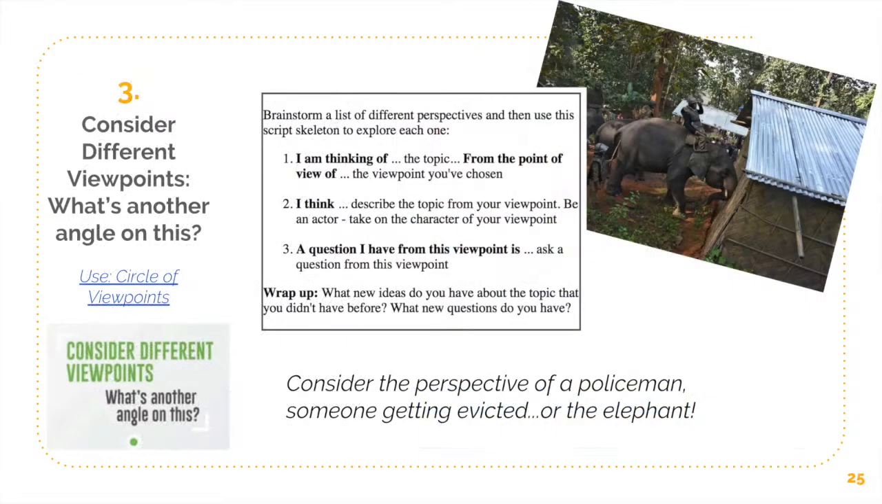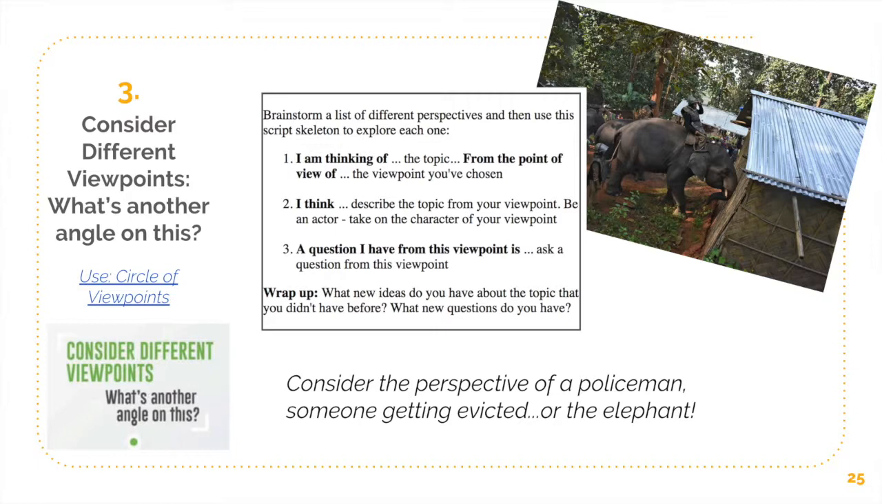So my next step was different viewpoints. This is trying to get my students' emotional responses. So they say, I'm thinking of this topic from the viewpoint of either the policeman, the person being evicted, or the elephant. And they write their piece about what they think, and then the question they have from this viewpoint. So with one of my classes, because this is the class that was really seeing everything as black and white, they're really adamant that the elephants were being wronged.